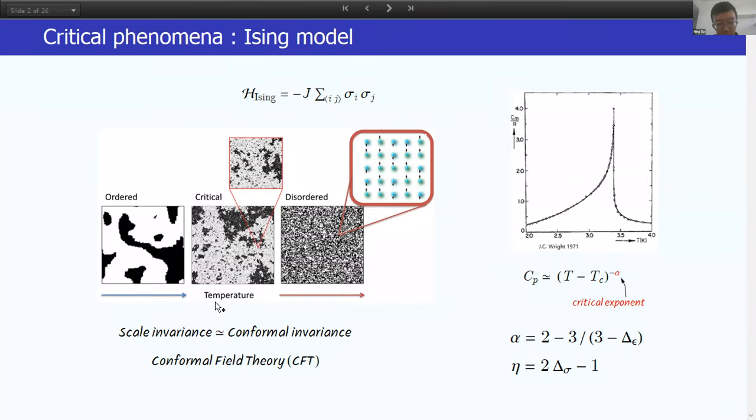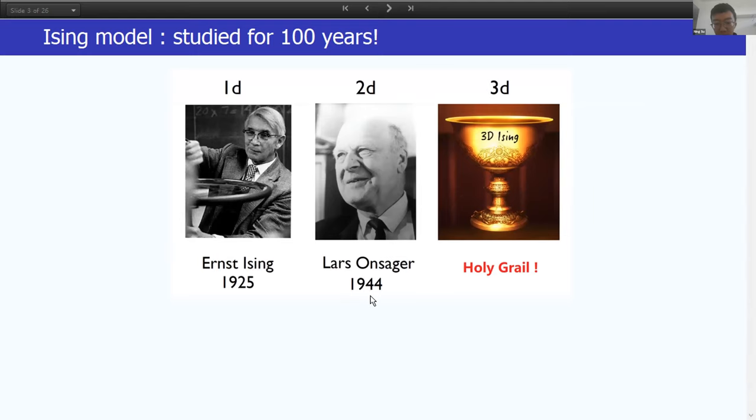When the system is close to the critical temperature, we can measure quantities like heat capacity, and we see a power law divergence. The power is called the critical exponent. So the Ising model has been studied; in one and two dimensions it is exactly solved by Onsager in 1944.